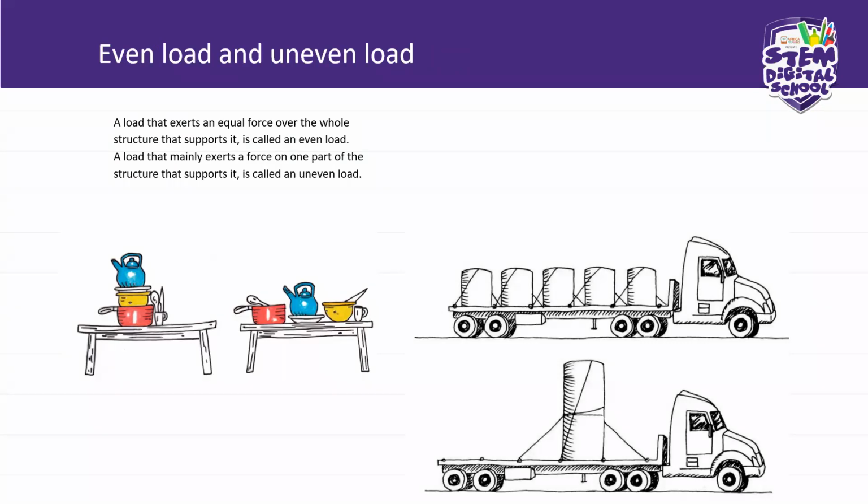Now we go to loads. You have an even load and an uneven load. Look at these illustrations. A load that exerts an equal force over the whole structure that supports it is called an even load. A load that mainly exerts a force on one part of the structure that supports it is called an uneven load.